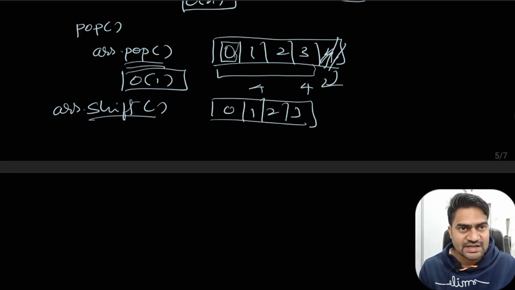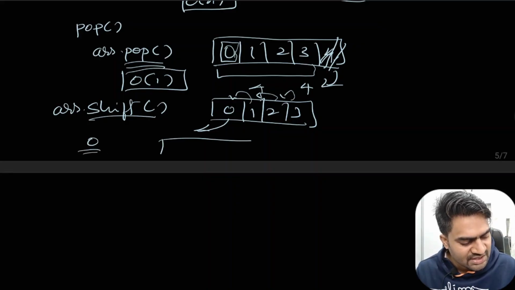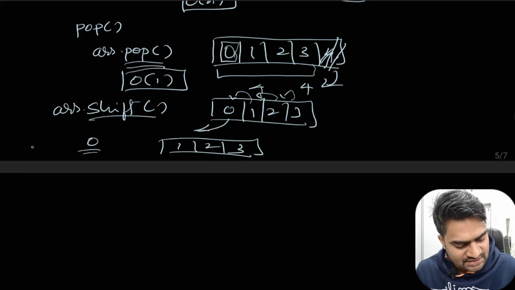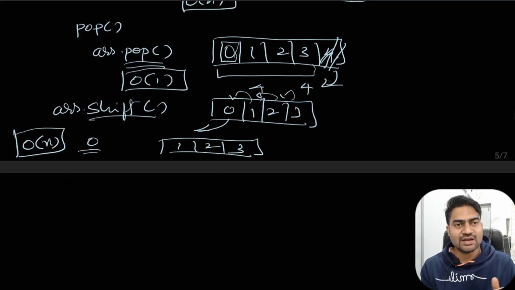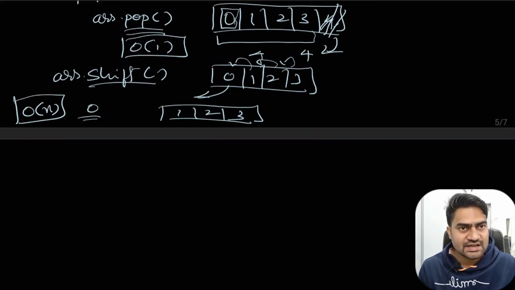So now if I do array dot shift on this one, on 0, 1, 2, 3, this is the remaining array now. It will give us 0, but it will shift these elements towards left. So I will get 0 and my remaining array would be something like 1, 2, 3. Again, this is of order n because shifting of remaining elements should happen towards left. That's why it is of order n. Okay, so these are some basic operations.